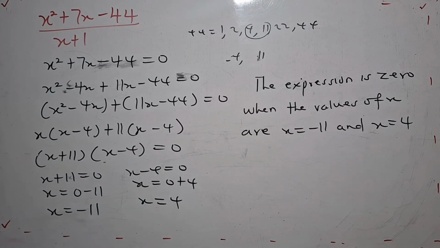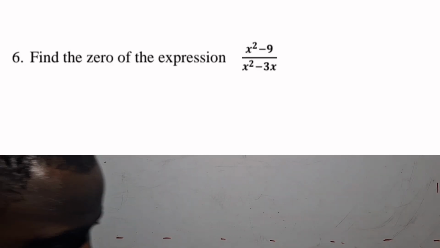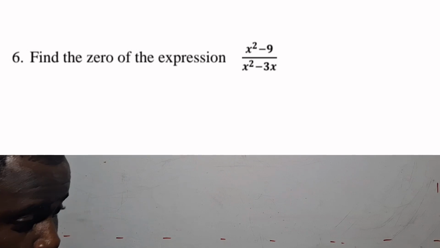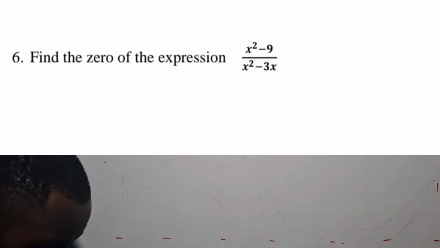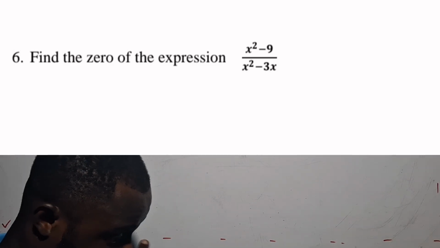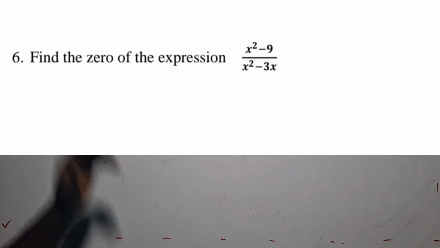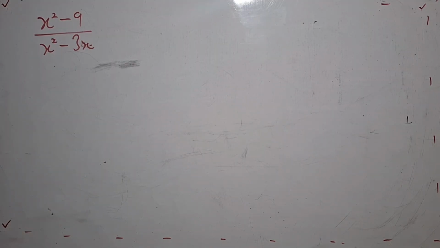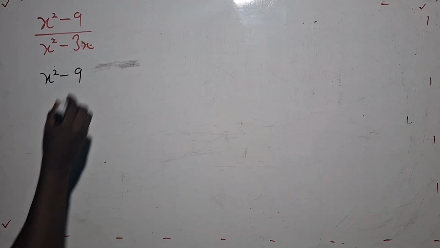So let's look at the question. This very last question says find the zero of the expression x squared minus 9 all over x squared minus 3x. So our focus is on the denominator.